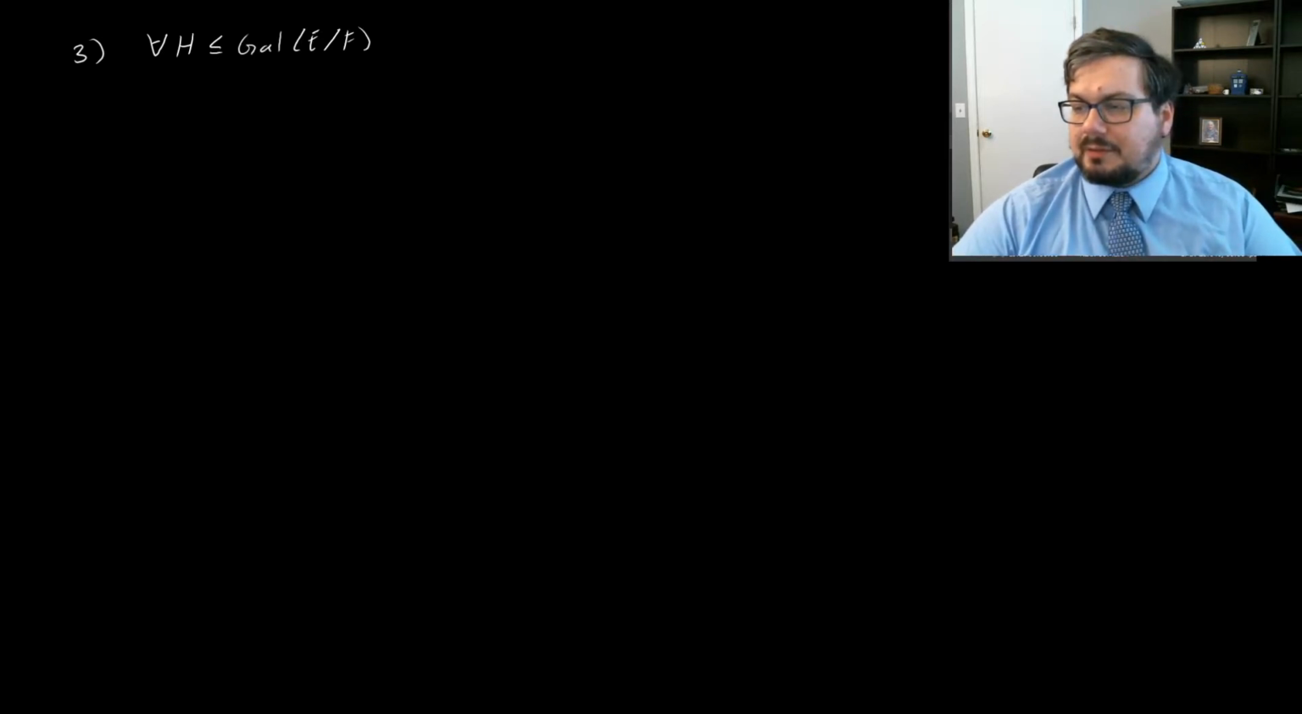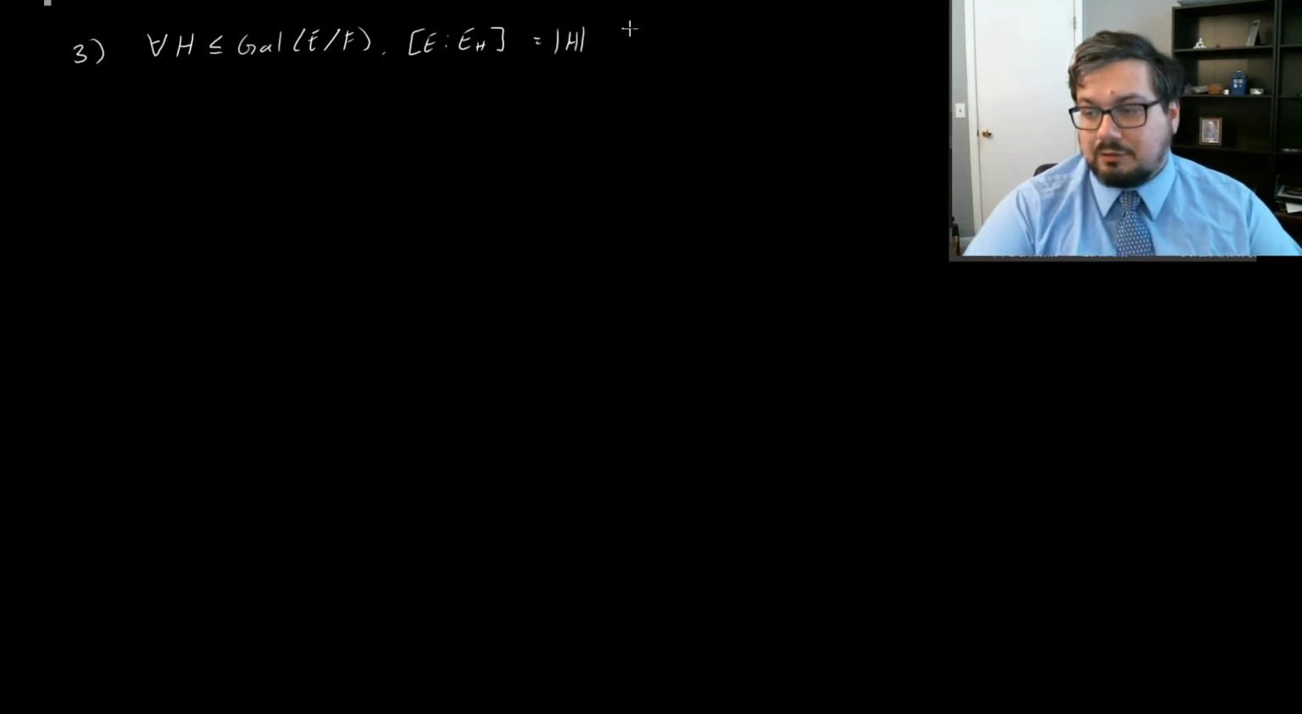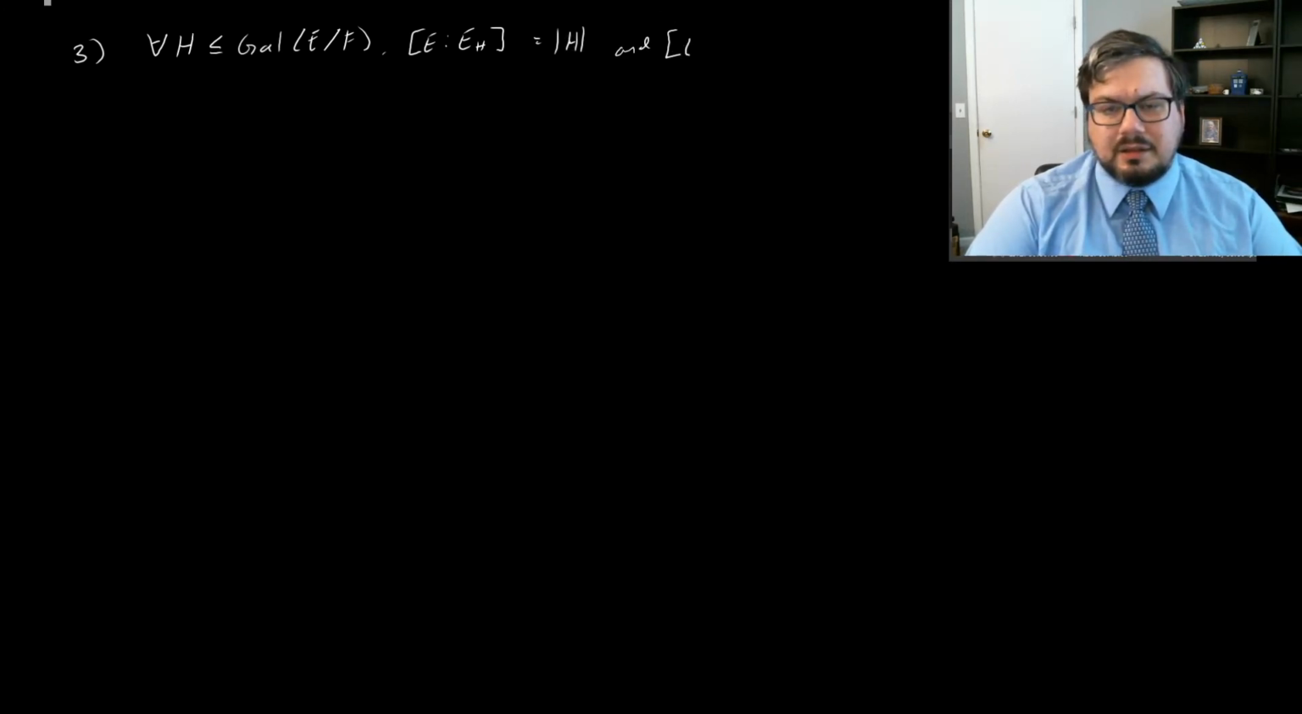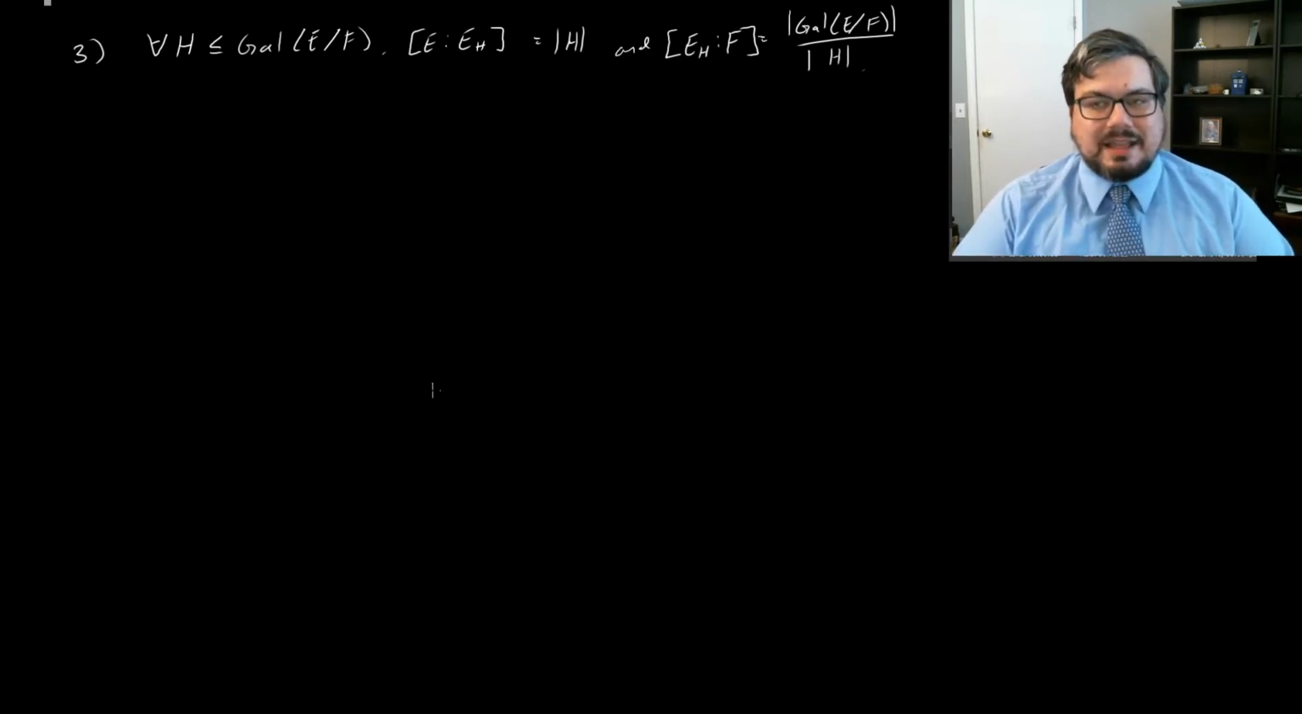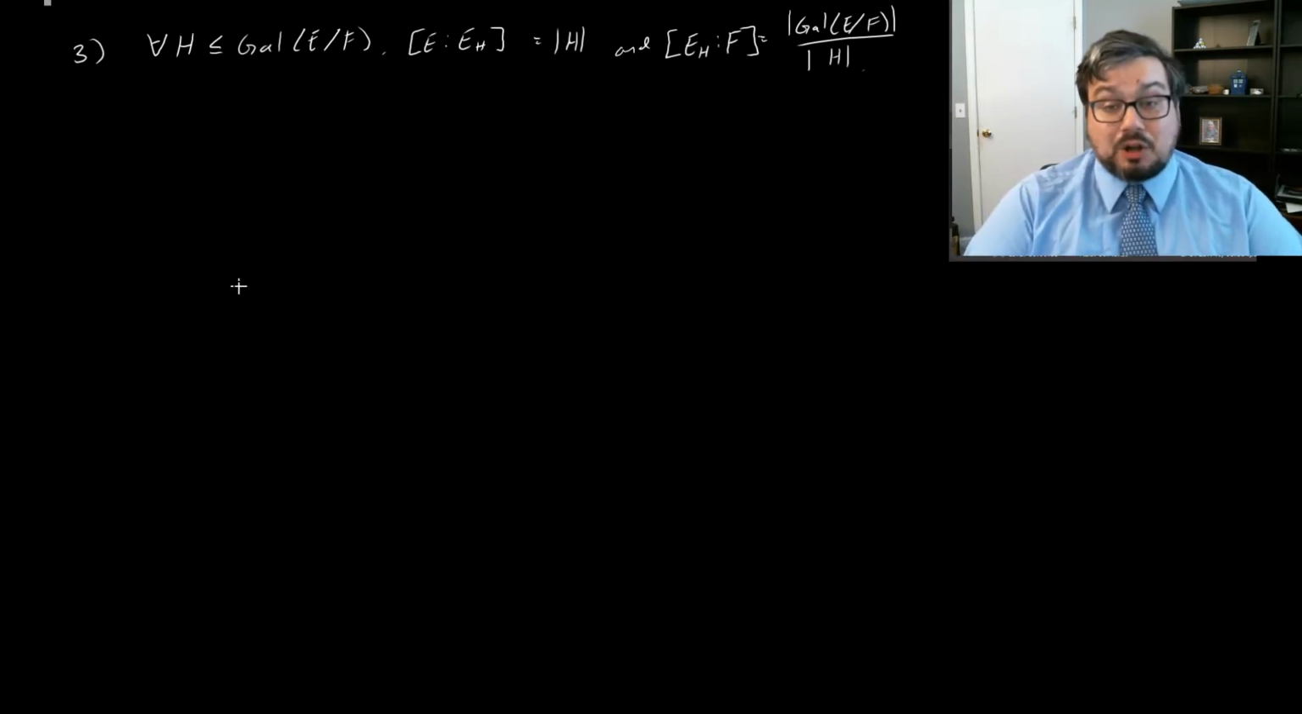So now for part 3, we're trying to show that for all subgroups H of the Galois group of E over F, we have that the order of the extension E over the fixed field of H is equal to the order of the subgroup H, and the order of the fixed field over F is equal to the order of the Galois group of E over F divided by the order of H. This is almost saying exactly the same thing as part 2.